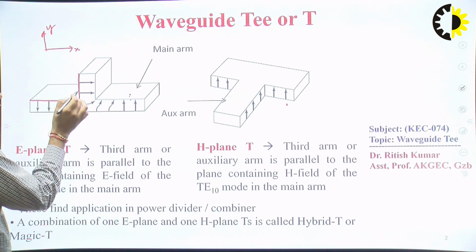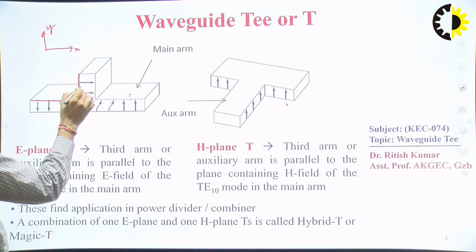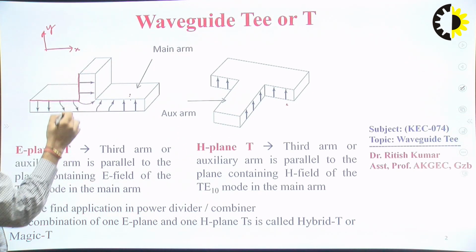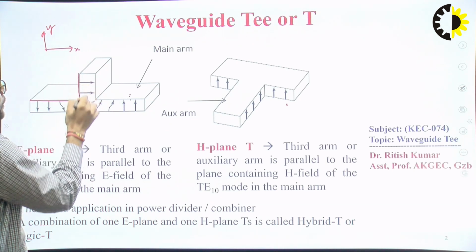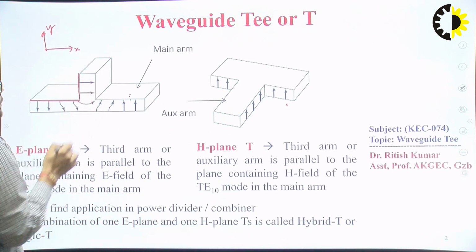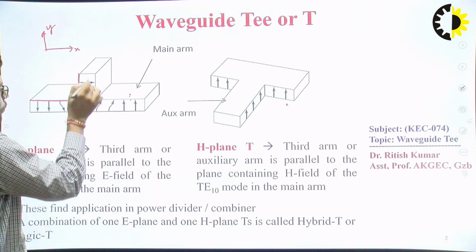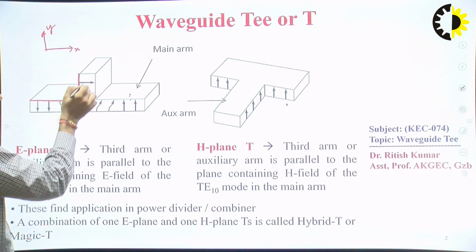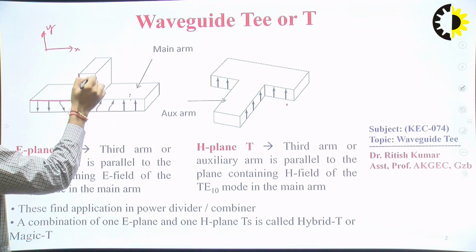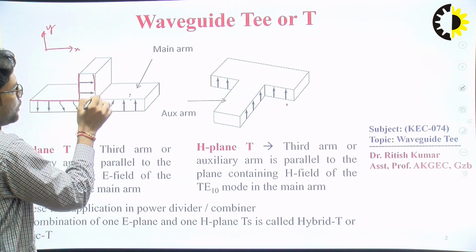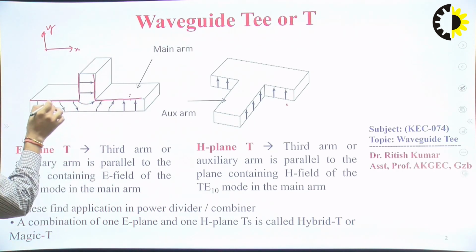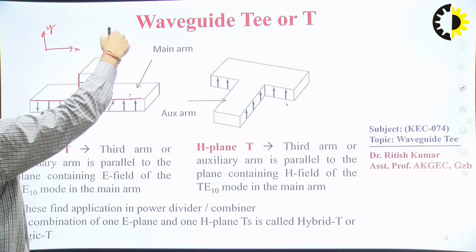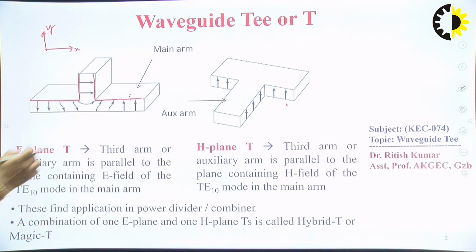Now after passing this field through this auxiliary arm, the orientation of the E field changes from this orientation to this orientation. Why? Because the arrow is always touching this boundary, so the orientation changes from downward to upward with the help of this auxiliary arm. Why are we calling this the E plane T?